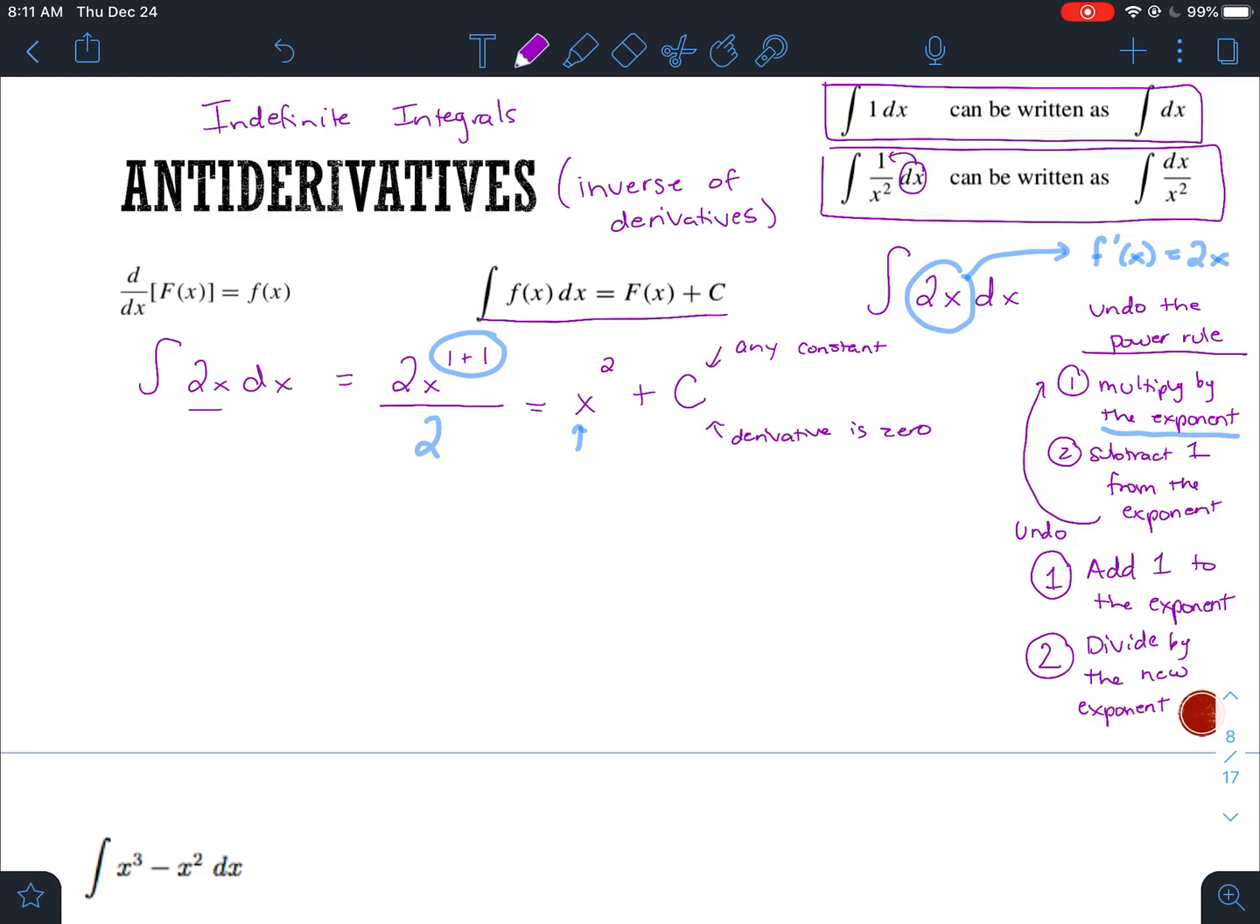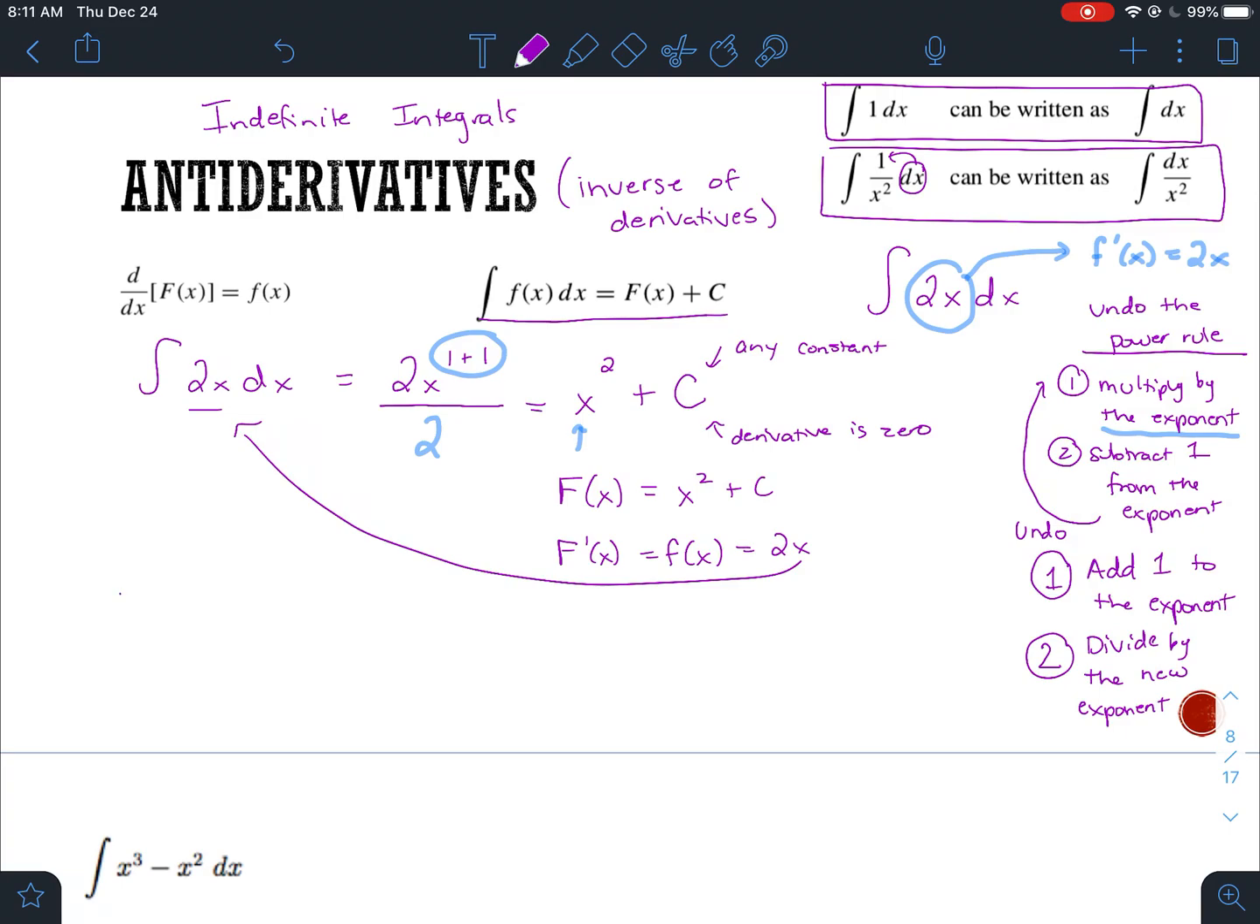Because when you take the derivative of this function, so this represents big F of x, so big F of x would be x squared plus c. If you took the derivative of this, so f prime of x, you would just get 2x. And that was that original function that we were trying to find the antiderivative of.